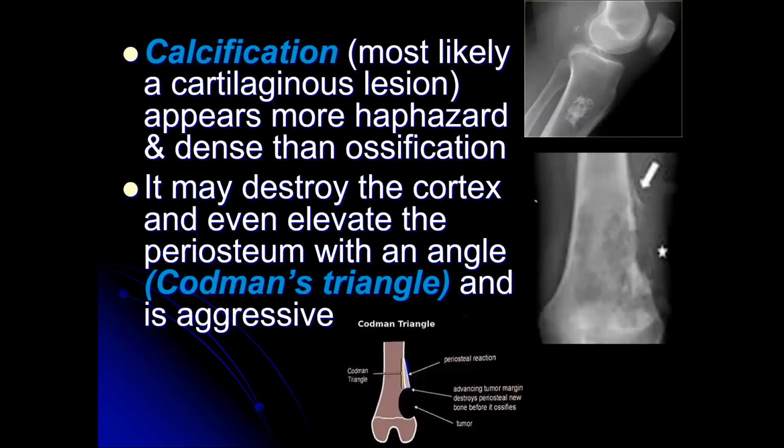Calcification. Most likely a cartilaginous lesion appears more heavy and dense than ossification. They ask us, and we want to ask you, how would you tell whether it's calcification or bone within the lesion? If you look at the X-ray above, you see that the lesion is more dense and has irregular margins than ossification. It may destroy the cortex and even elevate the periosteum with an angle known as Codman's triangle.